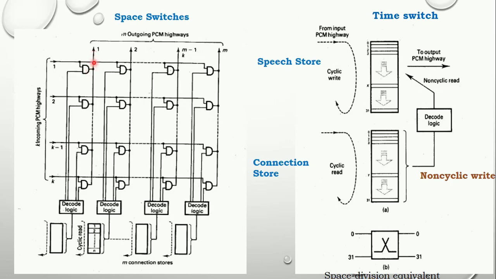At that point this cross point will be connected, and the outputs of these AND gates are connected to decode logic, where the data will be decoded and it will be stored in a cyclic manner. And these blocks are nothing but the connection store where the data is going to be stored. Whichever incoming line is connected to whichever outgoing line, that is decoded, and continuously cyclically it is going to connect it. It is easy to remember.